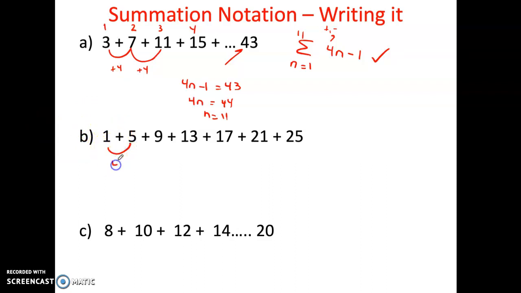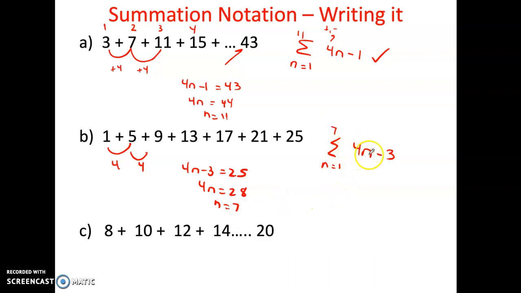We're adding 4 each time, so my coefficient once again is going to be 4n. If I put 1 in there, I get 4, but I need a 1, so I'm going to subtract 3. Let's check to see if it works. If I put 2 in there for the second term, 8 minus 3 is 5, it works. We start with n equaling 1, and to find the maximum, set the expression equal to the last term. So we get 4n equals 28, n equals 7. And see if it works.